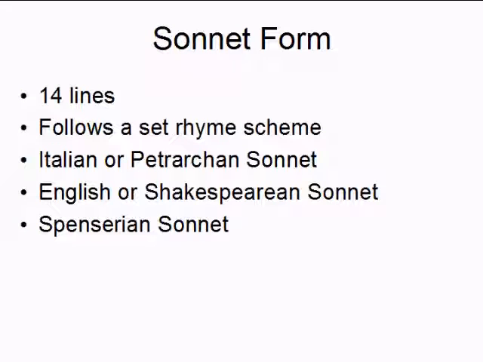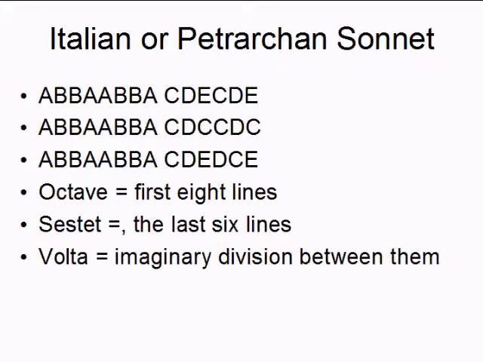The sonnet is a lyric poem of 14 lines following one of a few preset rhyme schemes. The two kinds of sonnets we'll discuss most frequently, the two kinds that matter the most in English poetry, are the Italian sonnet, also called the Petrarchan sonnet, and the English sonnet, also called the Shakespearean sonnet. A third kind of sonnet, less common but also one to learn, is the Spenserian sonnet.